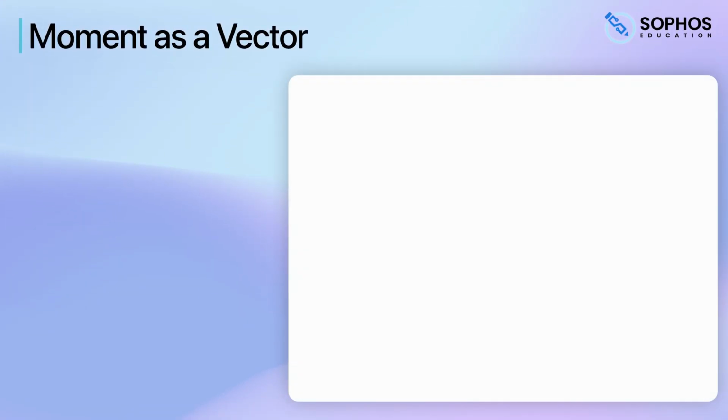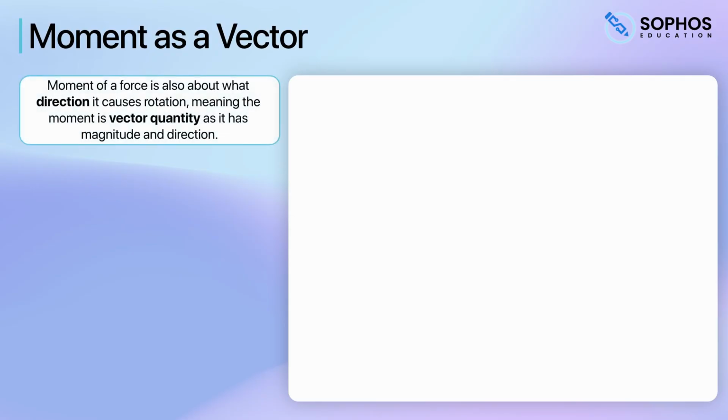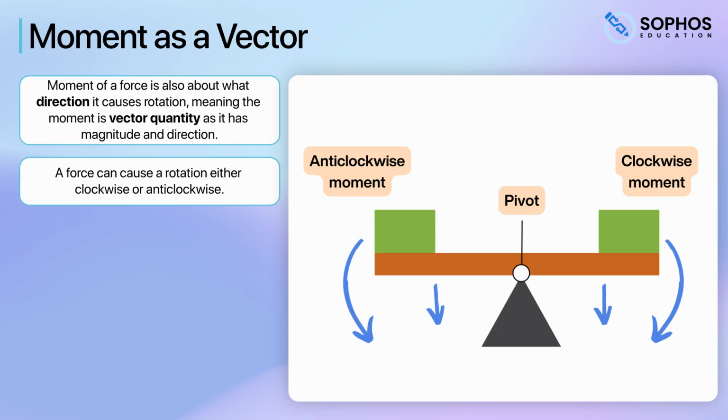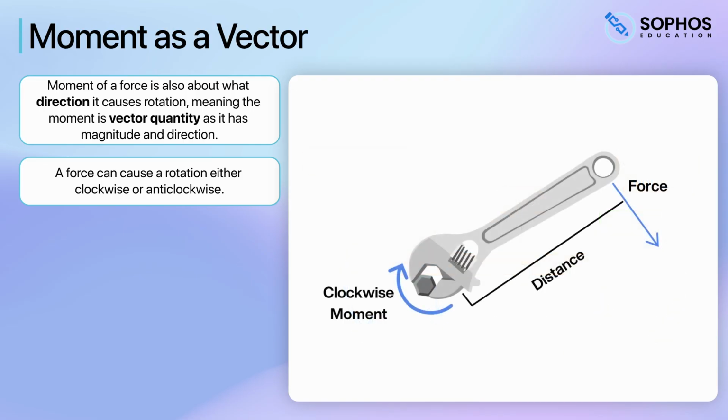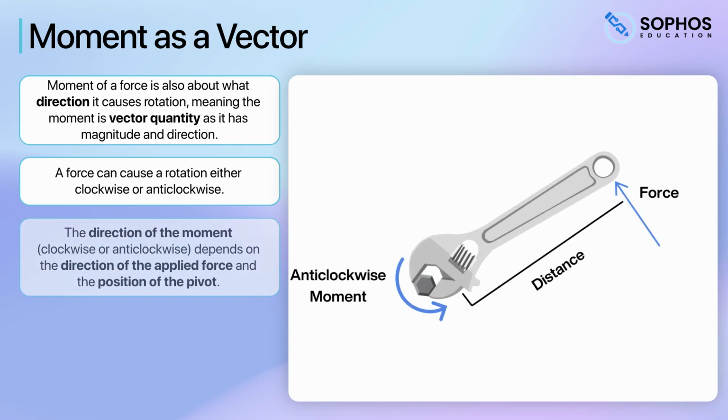The moment of a force is not just about how strong the force is, but also in which direction it causes rotation. This means the moment is a vector quantity because it has both magnitude and direction. A force can cause a rotation either clockwise or anticlockwise. This direction is crucial in defining the moment. For example, when you apply a force to a spanner to turn a bolt clockwise, you are creating a clockwise moment. When applying a force to turn the spanner in the opposite direction, you create an anticlockwise moment. The direction of the moment, clockwise or anticlockwise, depends on the direction of the applied force and the position of the pivot.